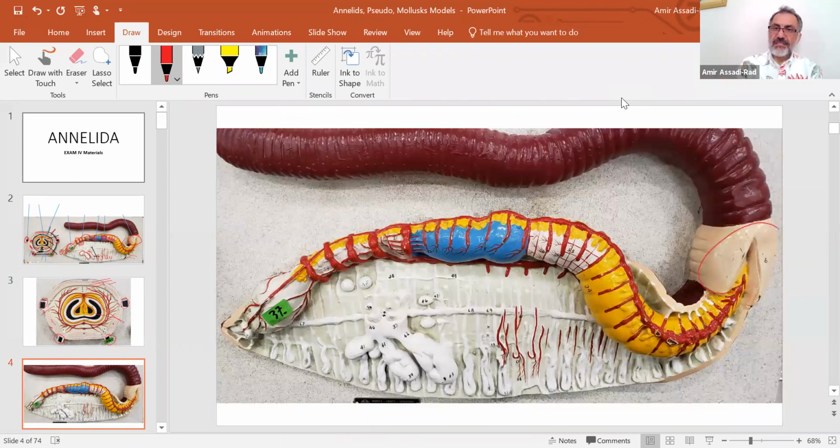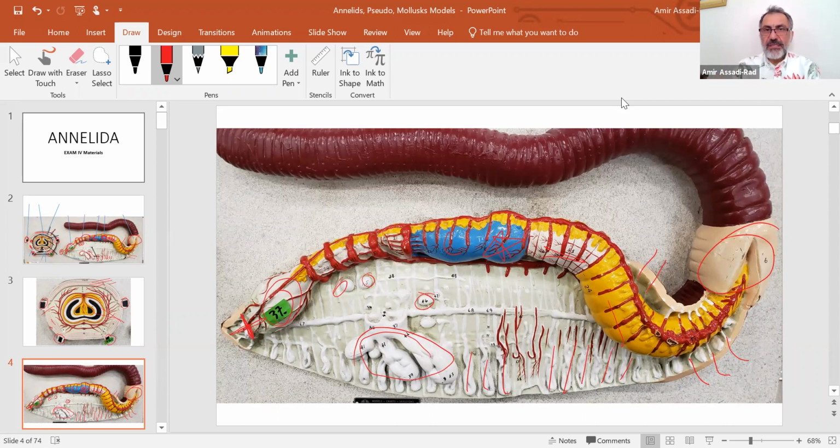Same thing again, clitellum, I talked about it, crop, gizzard, calciferous glands, chloragogen, seminal vesicles, seminal receptacles, powerful pharynx, esophagus right here, and nerve cord right there. These are all kidney. And these are septum. You can see the septum here and septum there.